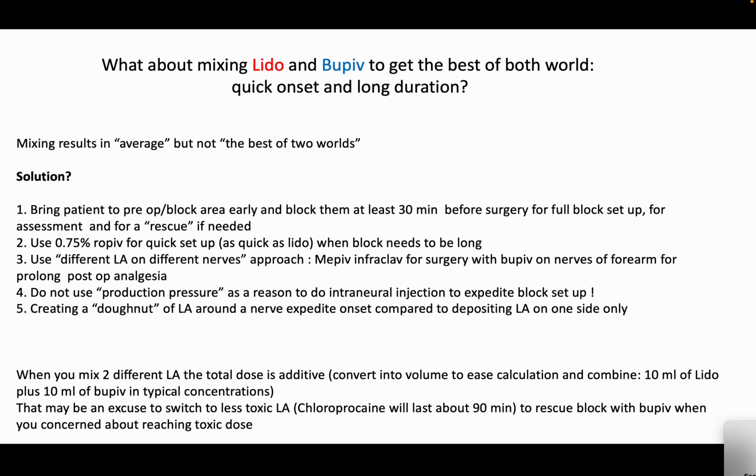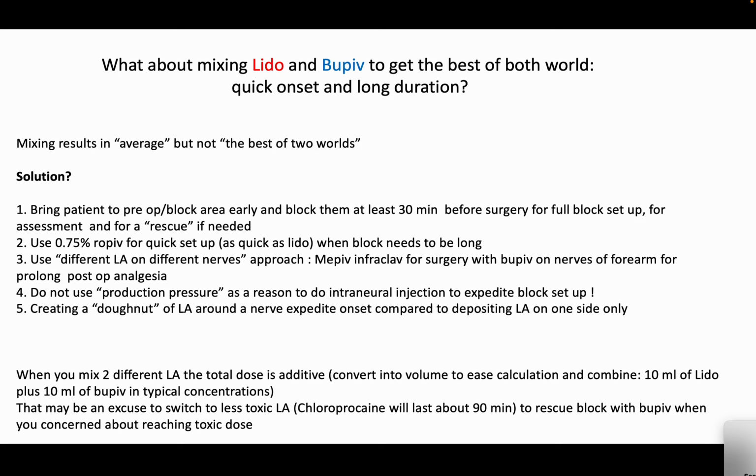So I think the first is just bring the patient early. Bring the patient and do your block at least 30 minutes before surgery. Allow your block to set up, allow you to assess your block, and to rescue if needed. If you're really up against the wall, use 0.75% ropivacaine for quick setup. As I said, as quick as lido.